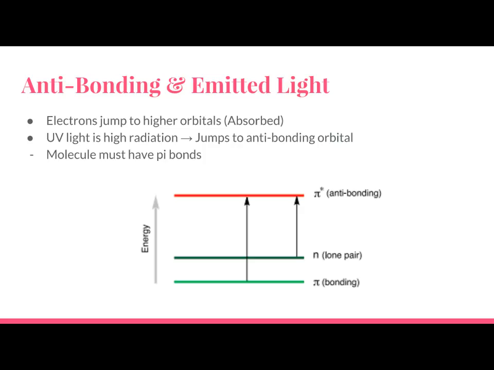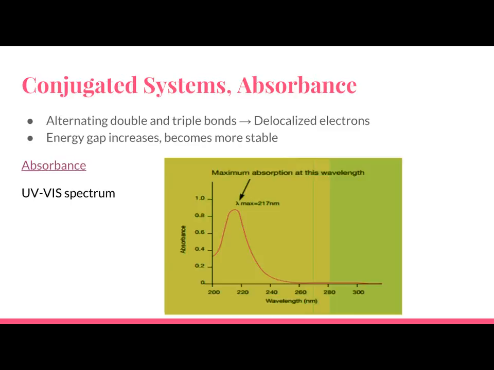So the molecule takes in light, it jumps from a lower orbital to a higher one. In our example of UV light, since that's really high radiation, it only deals with pi bonds and it jumps from the bonding one to an anti-bonding one. So that means that the molecule must have double or triple bonds.